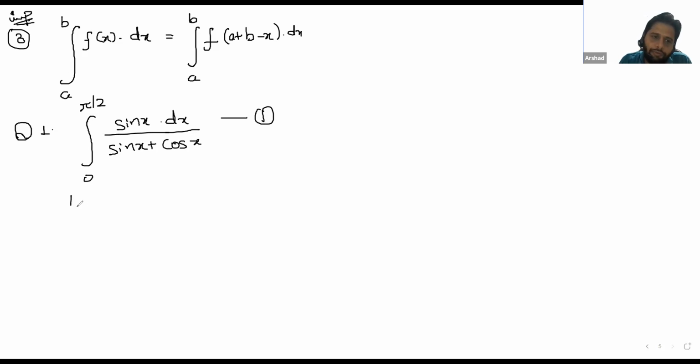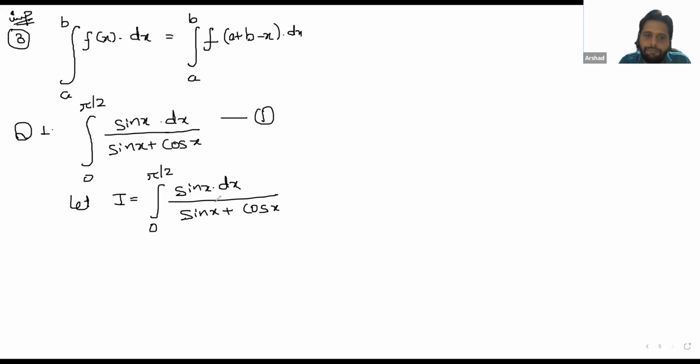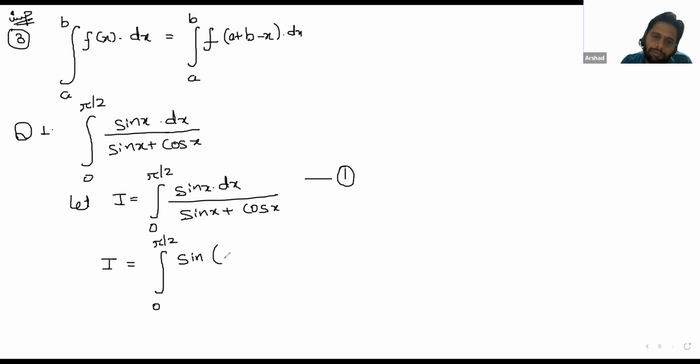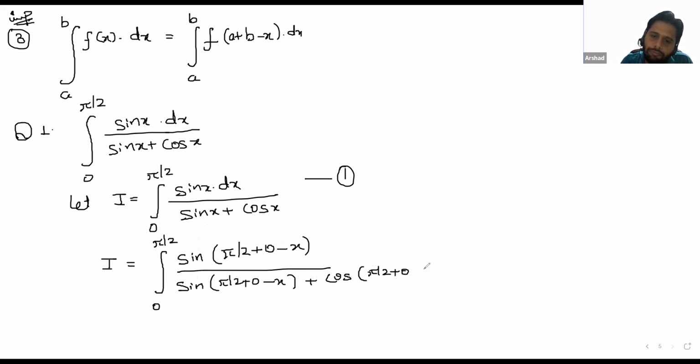Okay, now we will apply this property and see how this question can be simplified. First of all, we will write like this, let I is equal to the integral from 0 to pi by 2 of sin x dx by sin x plus cos x. Okay, so I is equal to this one. Let this be 1. Now, apply this property. What is the property? We will write 0 to pi by 2, then f(a plus b minus x), means sin of pi by 2 plus 0 minus x, by sin of pi by 2 plus 0 minus x plus cos of pi by 2 plus 0 minus x.